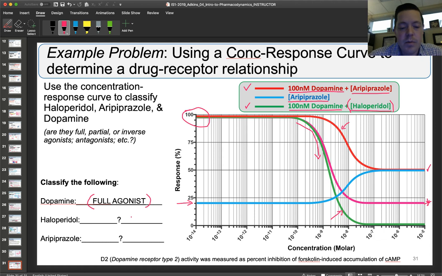But it's your job to tell me what these drugs are. You have to tell me whether they're a full, partial, inverse agonist or an antagonist, and please explain your answer. I will probably post the answers before Wednesday, or even this afternoon at the review period, but I do want you to try to classify these yourselves. This is a good example. You may see something like this on the quiz or the exam.